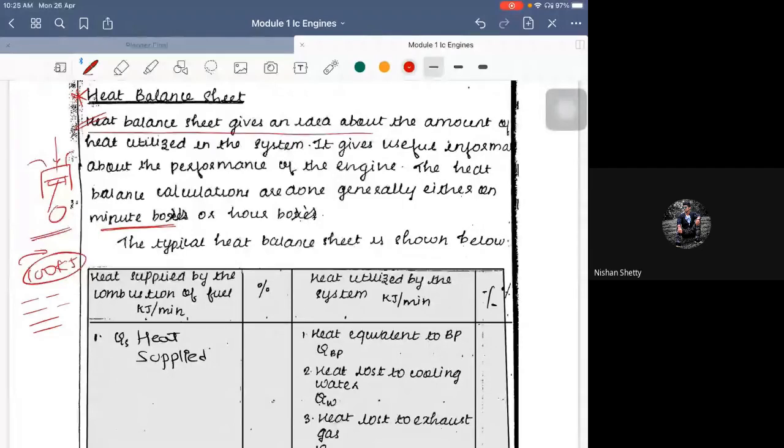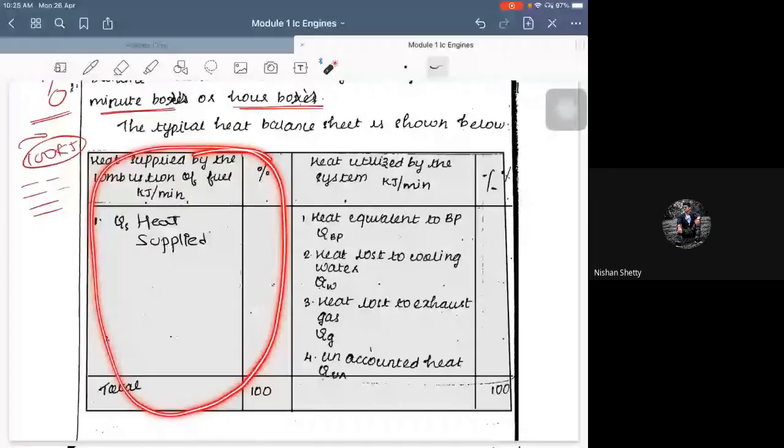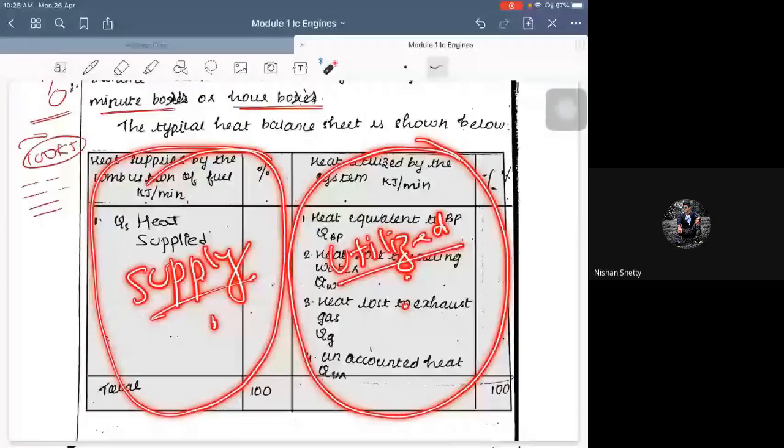So the typical heat balance sheet is shown here. You can see, on the left-hand side, what you have is the amount of heat you supply. On the other hand, on the right-hand side, whatever you have seen, the amount of supplied heat, where all it has been utilized, would be represented in this right side column. So according to you, this particular thing should match with this particular thing, isn't it? Then only you can achieve a heat balance, right? Am I correct? Yes, sir.